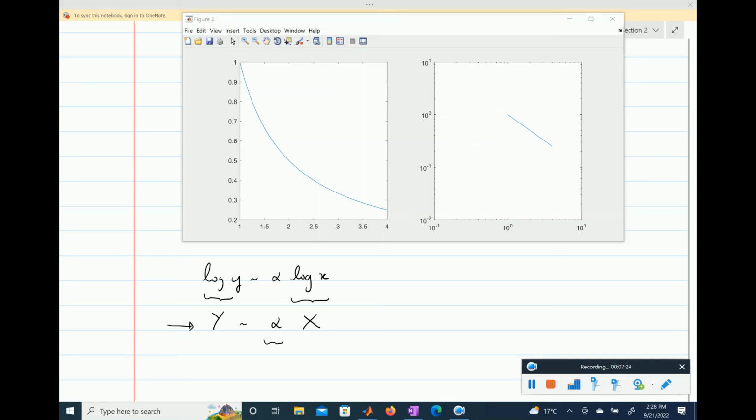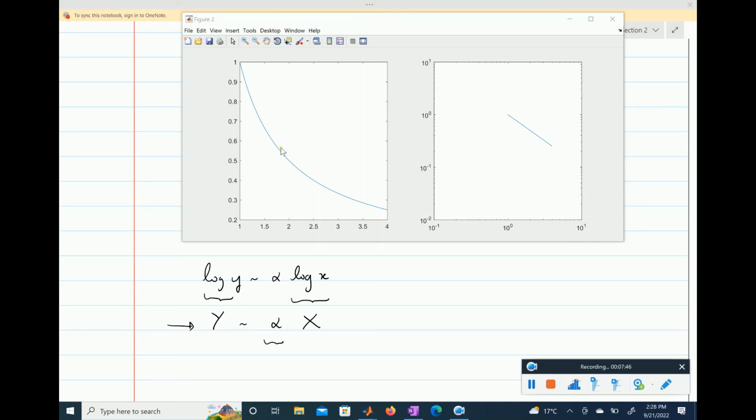Maybe it's easier to see if I'm going 2. So if I'm going here 2 decades up and I'm going 2 decades across, then this line here has a slope of -1. And you see that this slope is the same as the one in my data. So what you learn from a log-log plot is that here you have a power law with an exponent of -1.